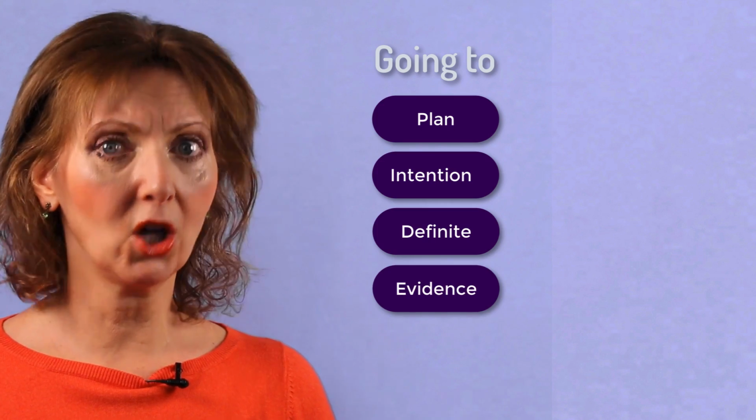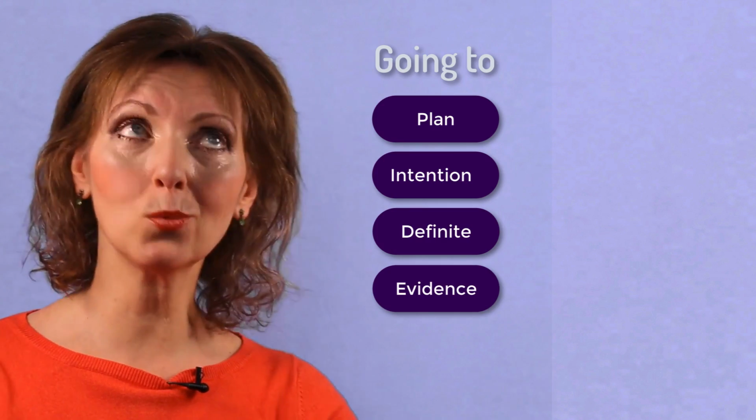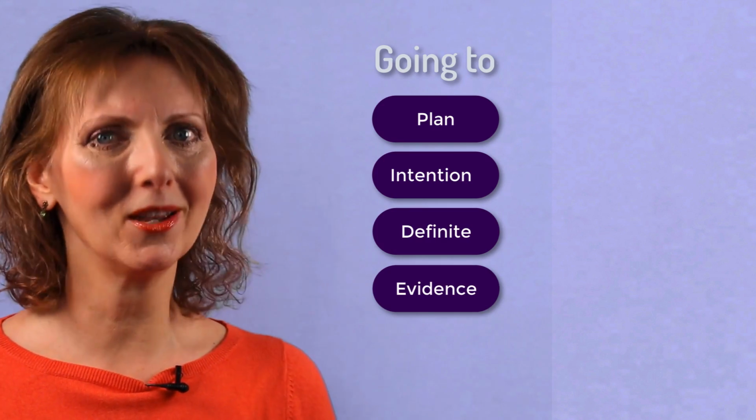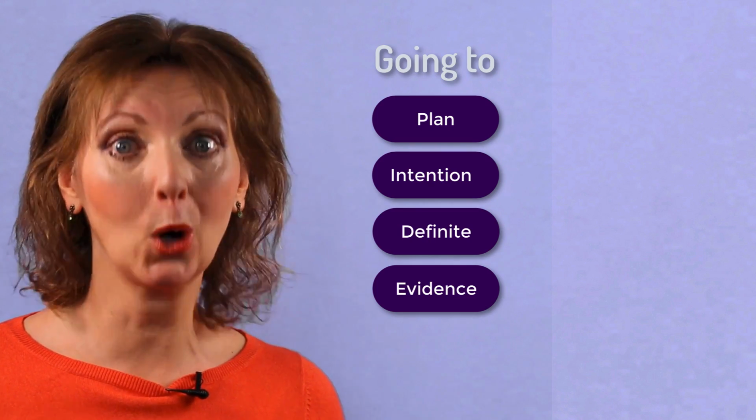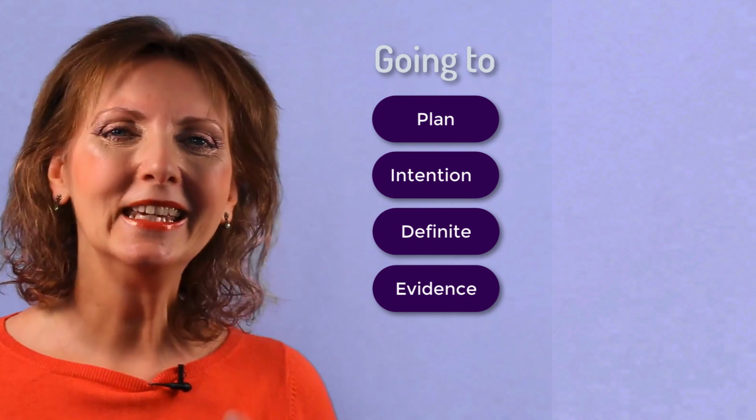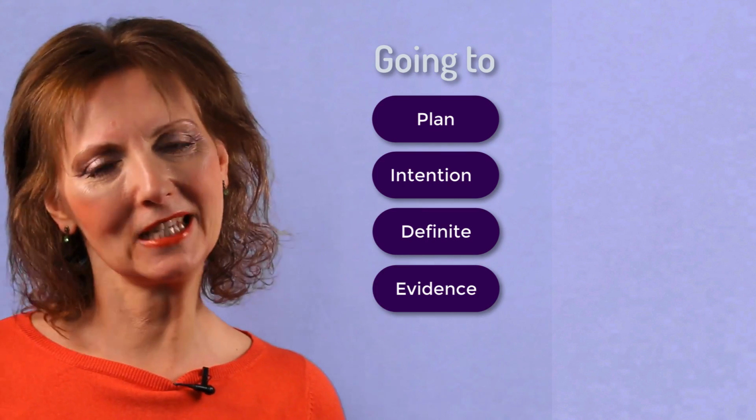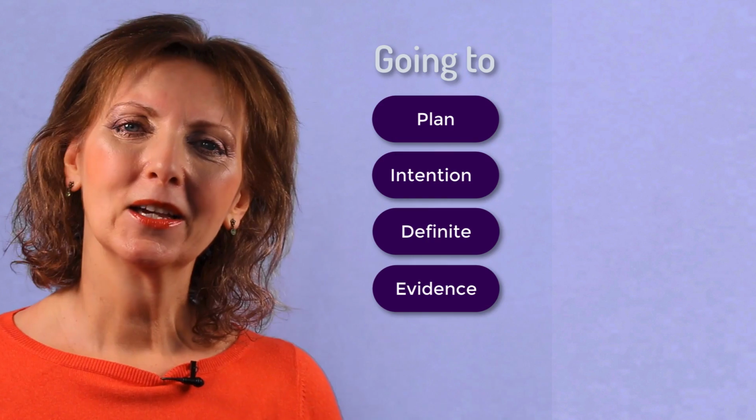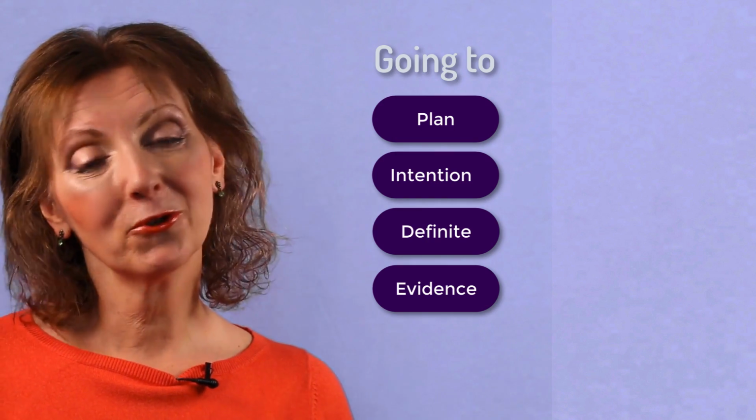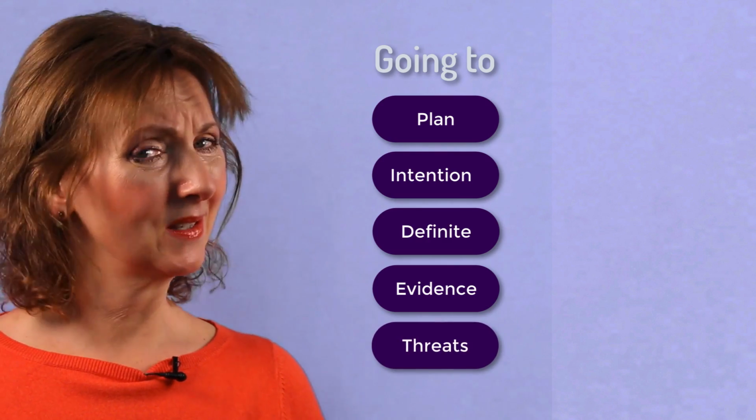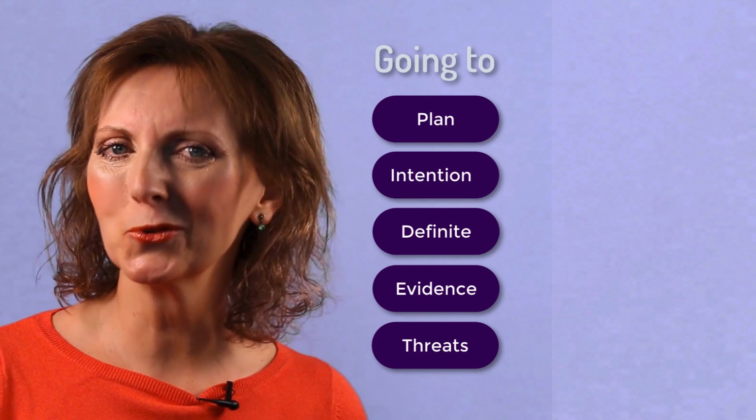I think it's going to be really hot tomorrow because today is like 35 degrees. That's quite hot. So I think it's going to be hot tomorrow. So the evidence is obviously with the temperature of today. We also use going to for threats. So if we want to threaten somebody, we also use going to. And we're going to see some examples shortly.